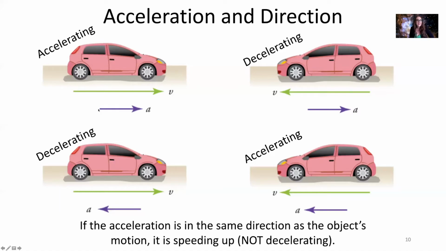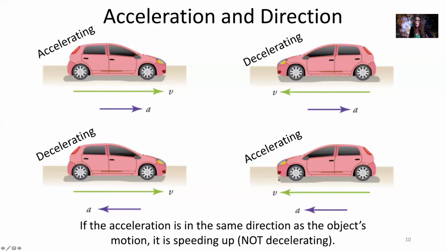Here we have a car with an acceleration vector in the positive x direction. Its velocity vector is also in the positive x direction. And so because those are both of the same sign, it is accelerating. Okay, its rate of change of velocity is increasing.